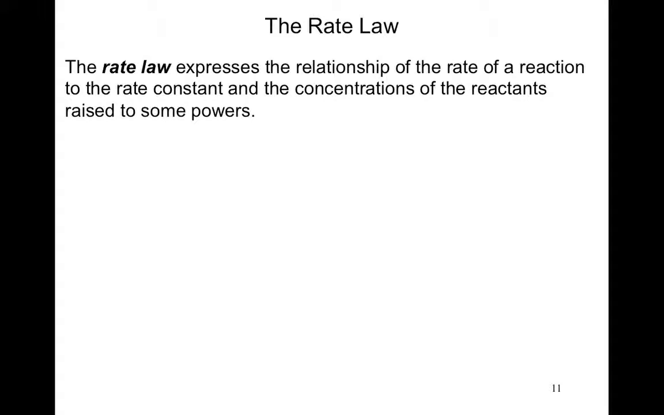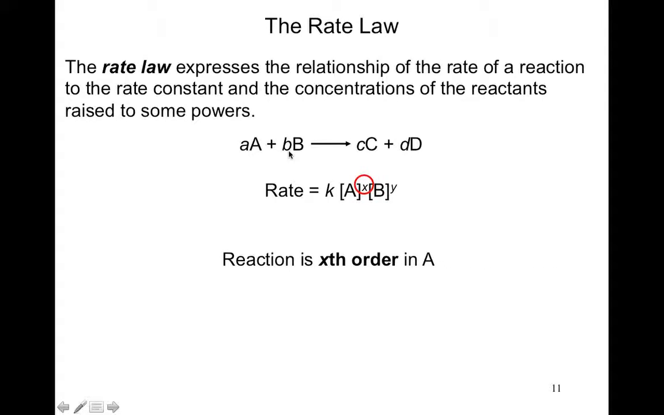So our rate law is going to express the relationship of the rate of a reaction to the rate constant, K, that we mentioned earlier, and the concentrations of the reactants raised to some powers. So this is the part that gets a little tricky. Our rate is equal to our constant times our concentration of A and B to the xth and yth power. Those x and y actually have nothing to do with this A or this little b. So we can say that the reaction is the xth order for A and the yth order in B. It's a bit of a tongue twister.